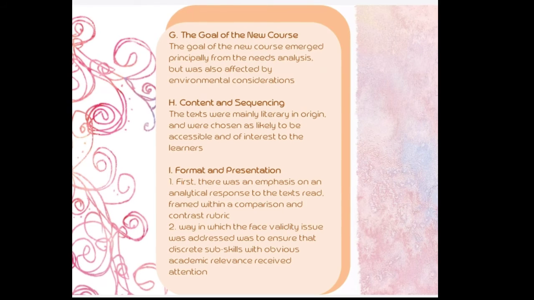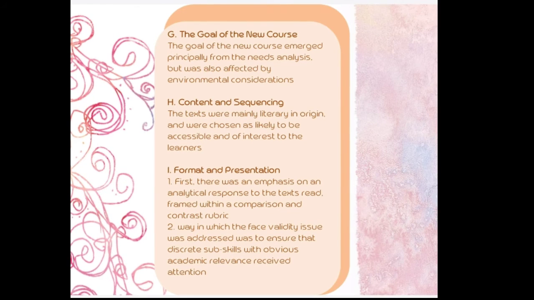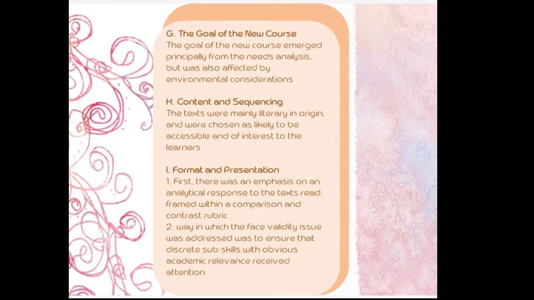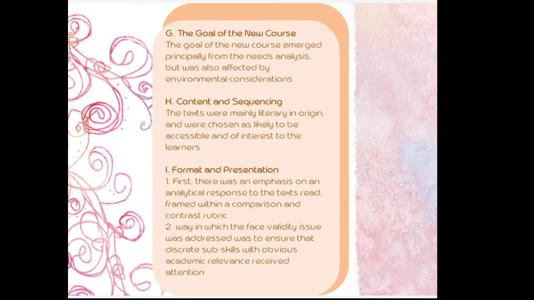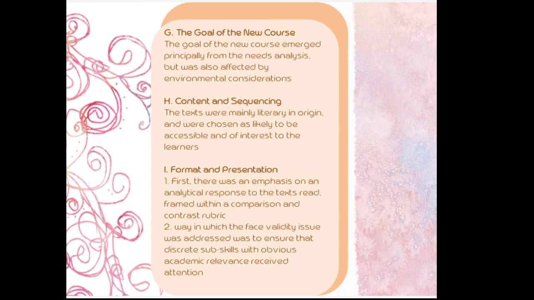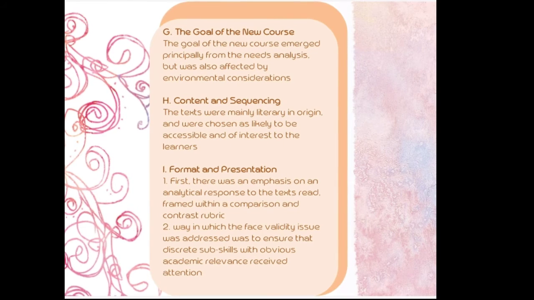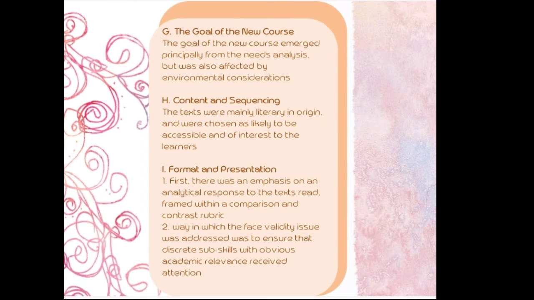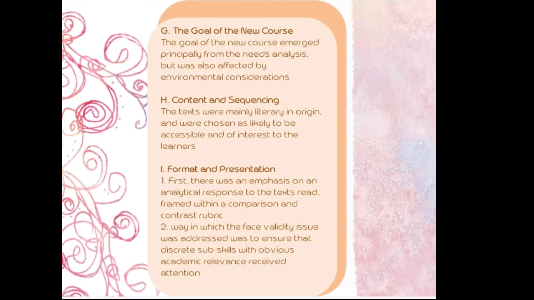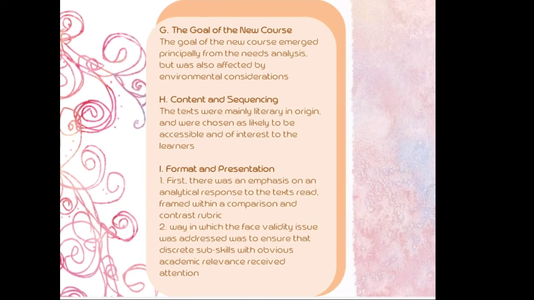And then how about the content and sequencing? One way of viewing the content is to describe it in terms of the input, or the text that learners will be required to read and respond to. This means that the texts were mainly literary in origin and were chosen as likely to be accessible and of interest to the learners. The comprehensible input principle was at work here, but the choice of text, particularly for the first main writing task, is also related to the motivation principle.